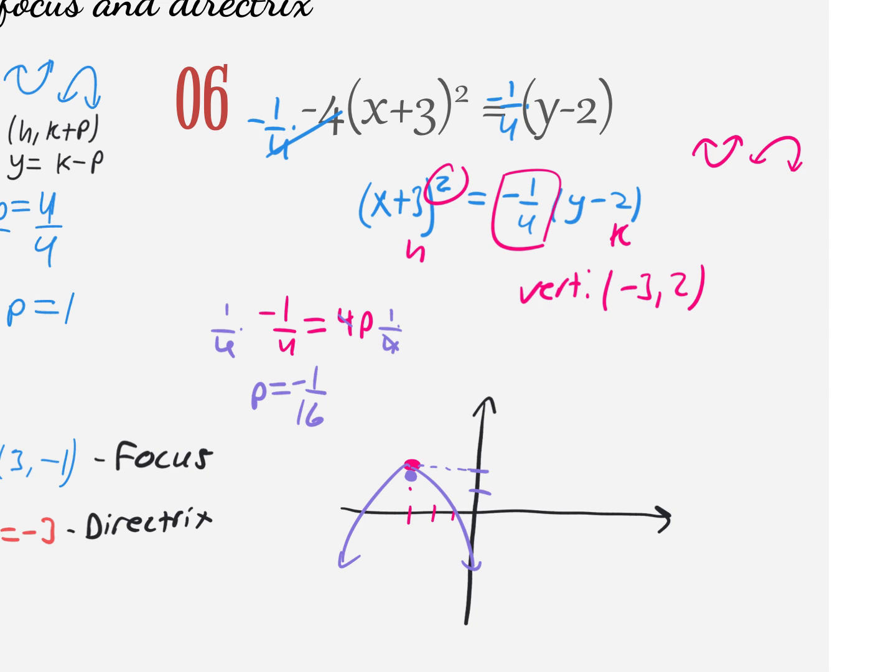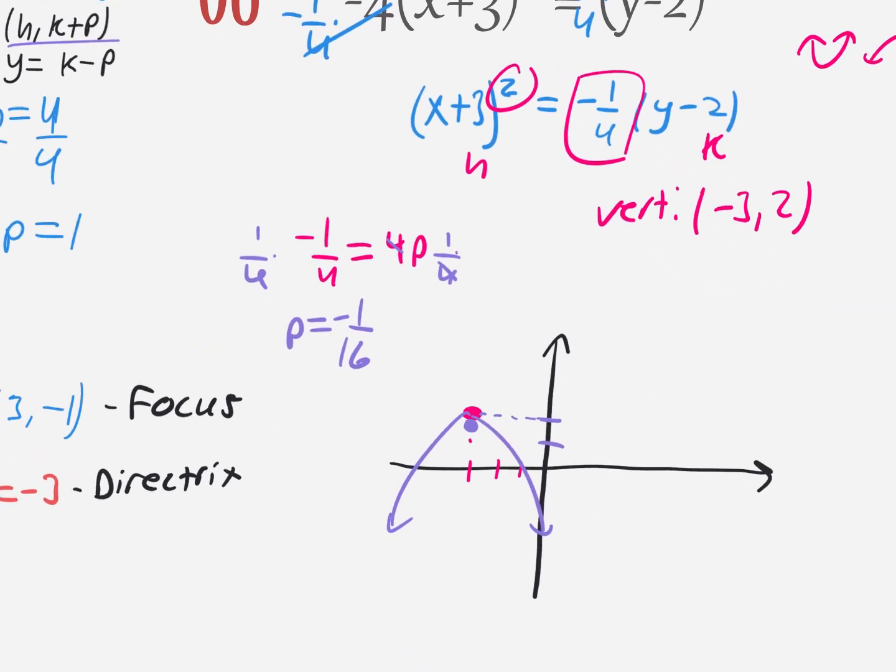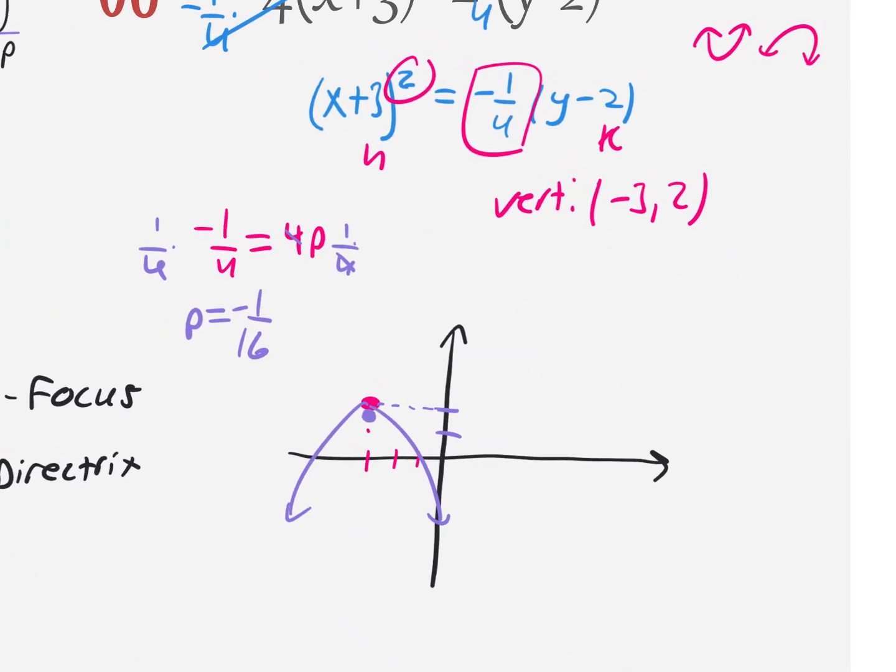Right, so to actually find that value, remember, in this part right here, I had said that if it's an up-down parabola, h is going to stay the same, the h coordinate of your vertex, but the k value, you're going to add p. And since p is -1/16, my k value is 2, I'm going to have a 2 minus 1/16. And that's where you end up. That's the y value that you end up for your focus.